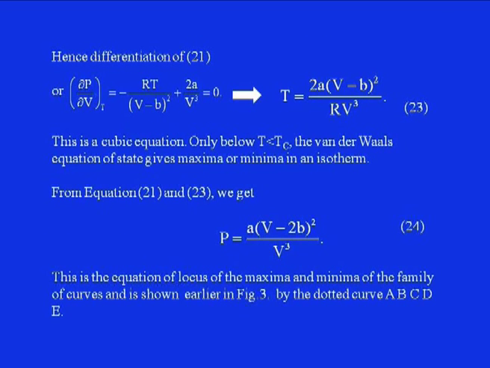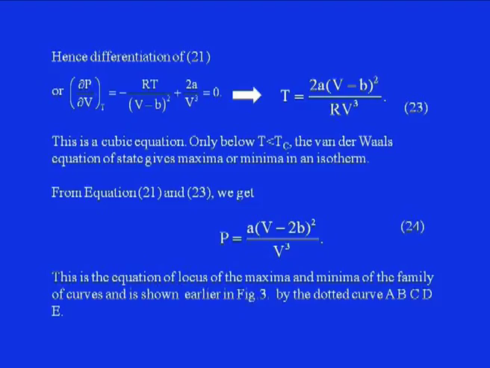If you differentiate that equation, (∂P/∂V) at constant T, you will get −RT/(V − b)² + 2a/V³. If you demand this is 0, that gives the critical values. Then you will get T = 2a(V − b)²/(RV³). Only below Tc, the Van der Waals equation of state gives maxima and minima in an isotherm. But as T increases beyond Tc, these maxima and minima disappear.